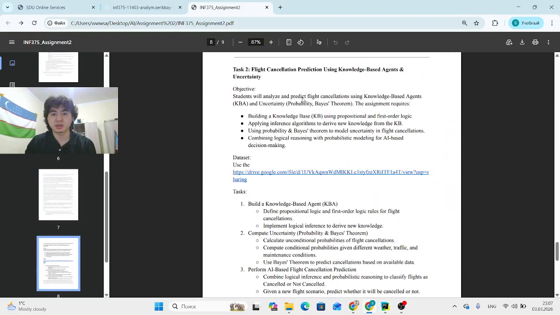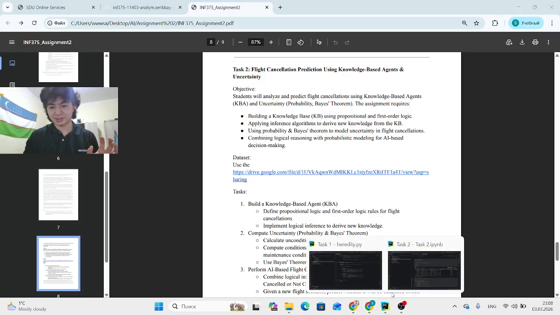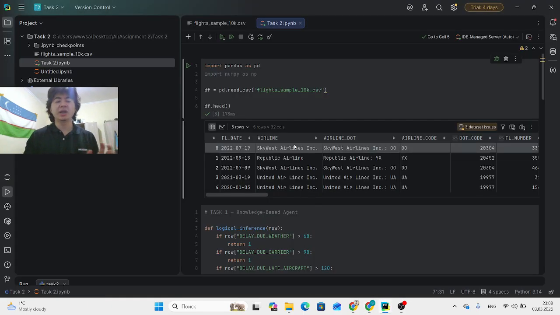it was about flight cancellation prediction using knowledge-based agents and uncertainty. It actually wasn't that hard of a task. First of all, to do this task, we had to use a GPT notebook, and it uses two types of AI: a knowledge-based agent and uncertainty.